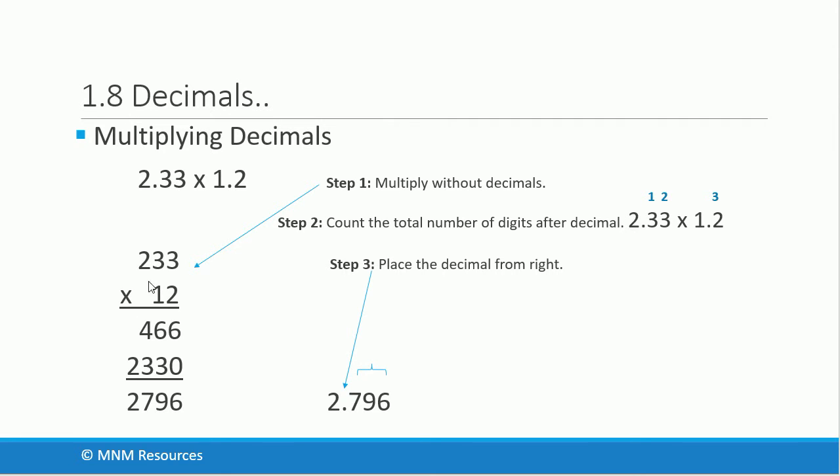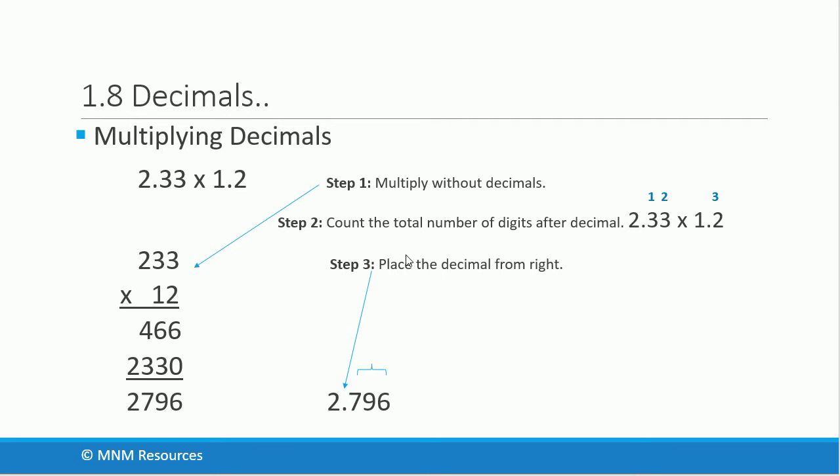So you multiply 233 by 12 using the normal method of multiplication, and you get a response of 2796. Then step 2, you have to count the total number of digits after the decimal point in your question. So 2.33 has 2 digits after the decimal point, and 1.2 has 1 digit, so that's a total of 1, 2, 3 digits after the decimal points in this question.